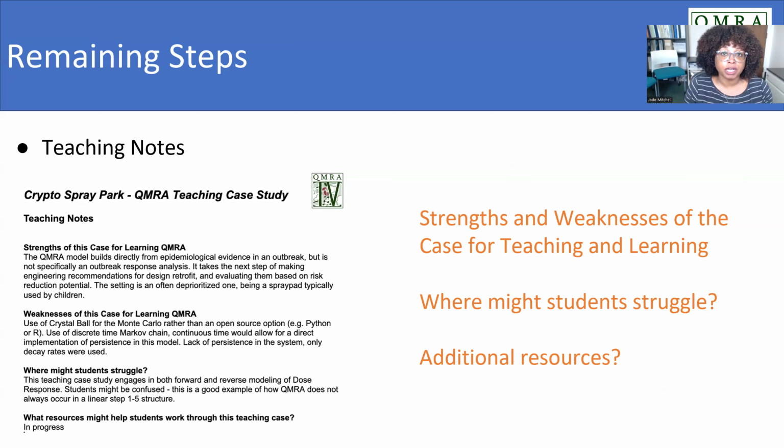So for students who are just learning QMRA and the paradigm and consider a unidirectional linear path through that paradigm, they may struggle with going backwards and then going forward, or knowing when to do one or the other. And then finally, we identify some resources that could help with these points where misconception might occur.